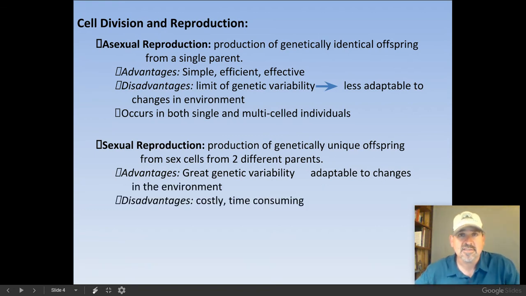Disadvantages is it is costly, it's time consuming. And what we mean by that is biologically. Biologically, it takes a lot of energy. For instance, take the animal kingdom in particular, take birds. Usually it's the males are the pretty, brightly colored, brightly plumaged, showy creatures of the two sexes. The females tend to be a drab brown.